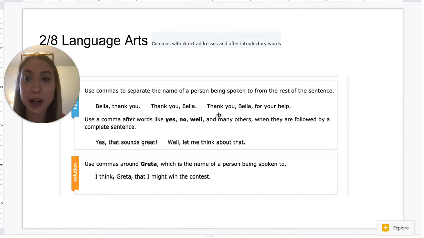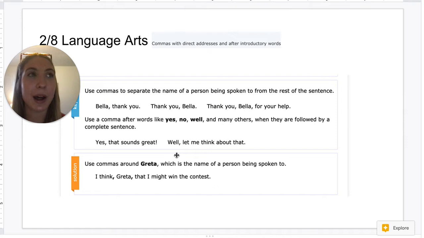But if it's in the middle of a sentence, if we say, thank you, Bella, for your help, we're going to add it before and after. Now that's if it's in the middle of the sentence. We're also going to use commas after words like yes, no, well, actually, and many others when they are followed by a complete sentence. So yes, comma, that sounds great. That sounds great is a complete sentence.